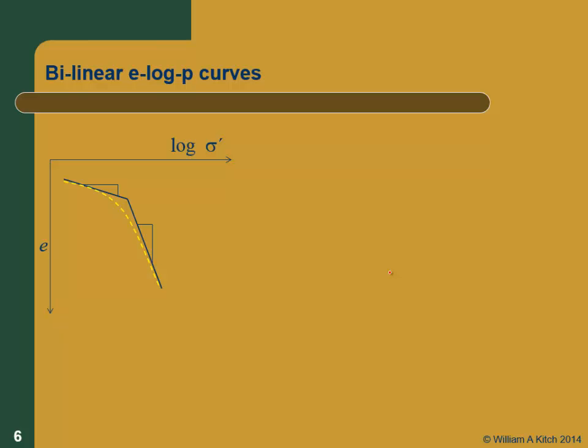We make that bilinear. We just fit lines to the two pieces of it, and we call the slope of the upper curve the recompression index. We call the slope of the lower curve the compression index. That's in the case where we're plotting the log of sigma versus the void ratio. And that place where they intersect is the preconsolidation stress.